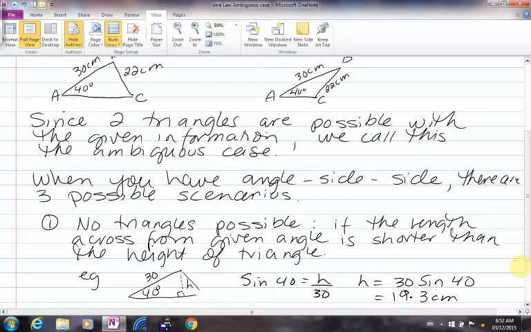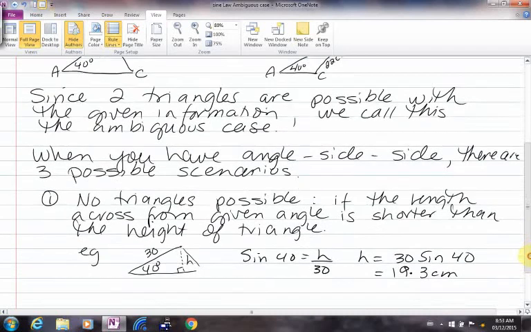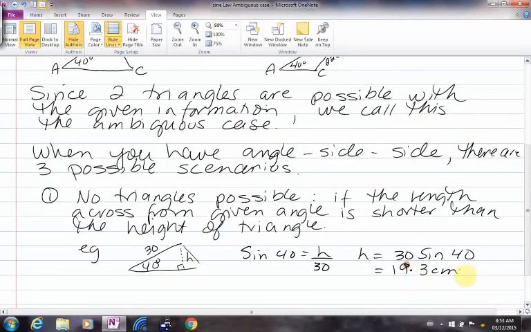Okay? Does everybody follow what I'm doing here? So I need to calculate what that shortest possible length is to make sure that side A is long enough to actually be able to make a closed figure. That's not going to be sort of dangling there and never being able to reach that bottom. All right? So this is the shortest possible length.